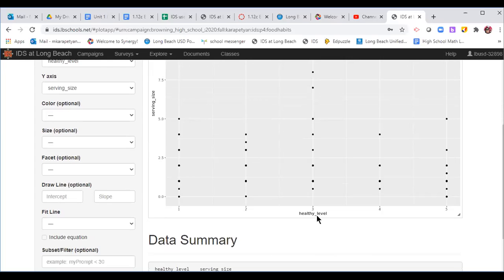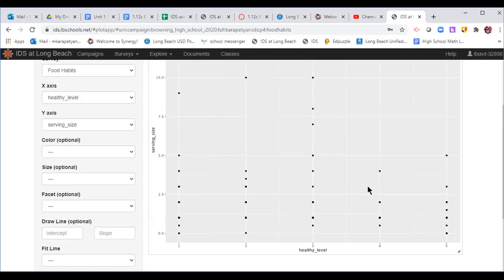So you can ask, what healthy level are most of the snacks categorized in? Did more students eat snacks that were considered unhealthy versus healthy? Good question, Madison. Did more students eat snacks that were considered unhealthy or healthy? That's a good question. That's a question that can be answered by looking at this.